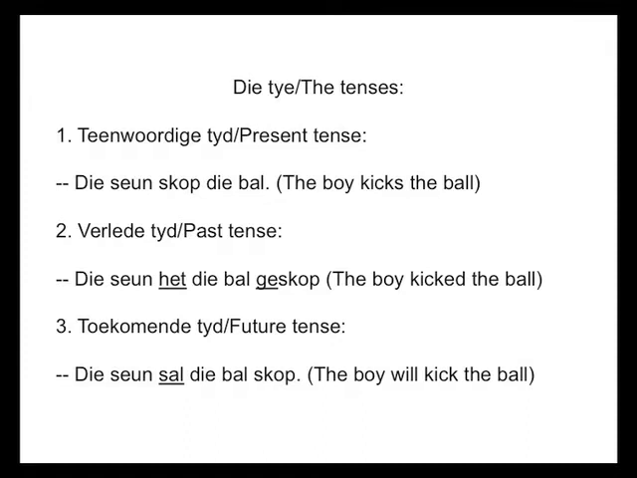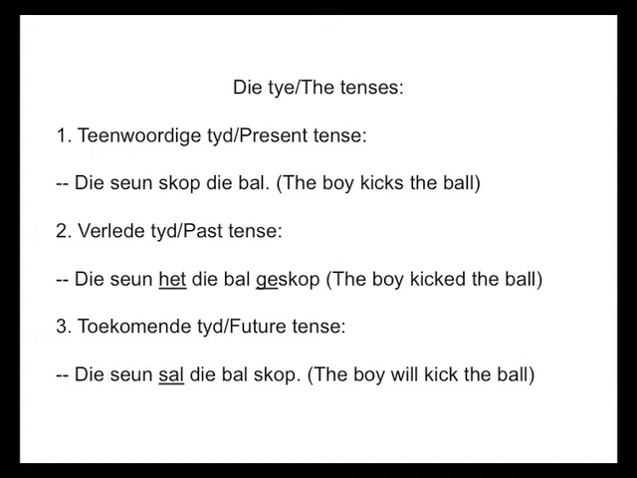So that's how you change any sentence in Afrikaans into past tense. You add the word het, the verb goes to the end of the sentence, and you add a ge to the beginning of the verb. That's the general basic rule for past tense. Very easy.